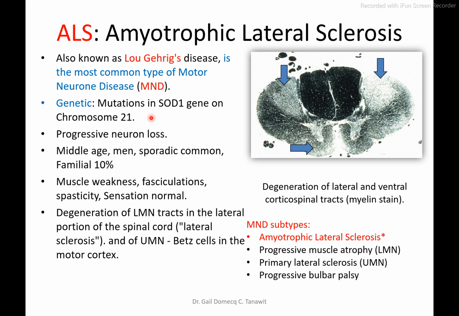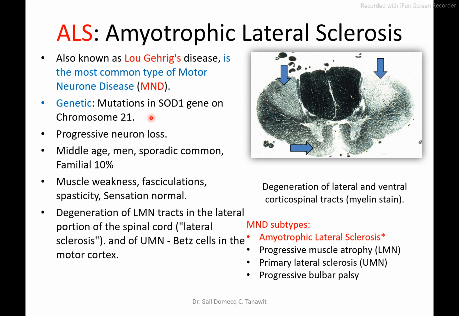This is the second most common type of motor neuron disease, MNDs. There is a genetic predisposition, a mutation in the SOD gene on chromosome 21. There is progressive neuron loss, usually in middle-aged men. Sporadic cases are more common, familial only to a minor extent, about 10%. Muscle weakness, fasciculations, spasticity, sensation would be normal. Also, degeneration of the lower motor neuron tracts in the lateral portion of the spinal cord, or what we call lateral sclerosis, and the upper motor neuron, the Betz cells in the motor cortex.